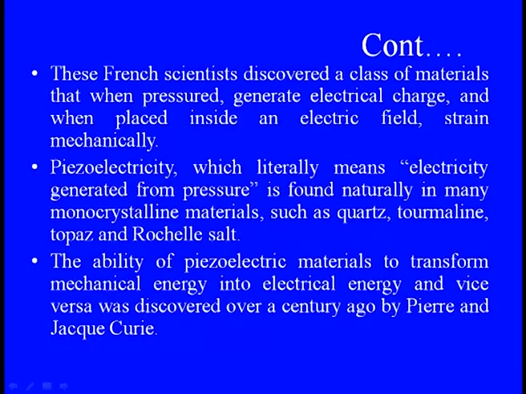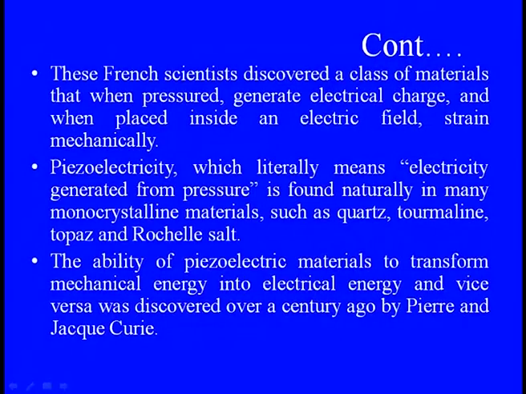You see here various monocrystalline materials such as quartz, tourmaline, topaz and Rochelle salts. You see there are four: quartz, then the tourmaline, the topaz and the Rochelle salt. They are naturally occurring monocrystalline materials, and they can generate electricity just by applying pressure or any kind of force application. So, these are the naturally occurring piezoelectric materials, and the ability of these materials to transform mechanical energy into electric energy or vice versa was mainly discussed by the Curie family, Pierre Curie and Jacques Curie.